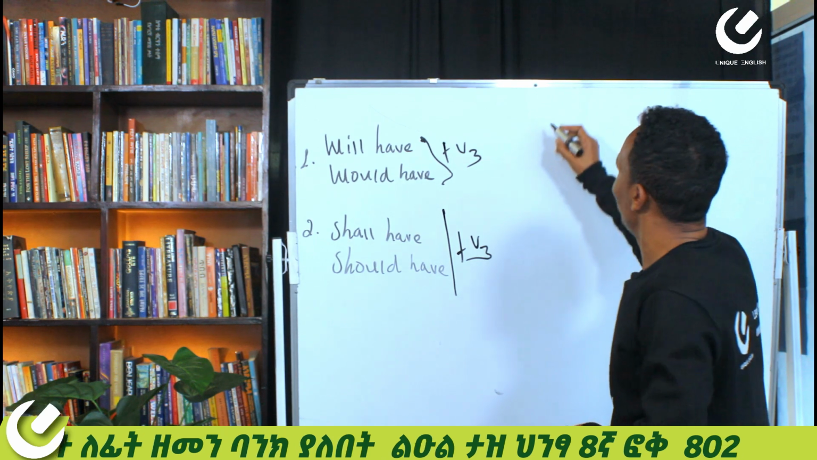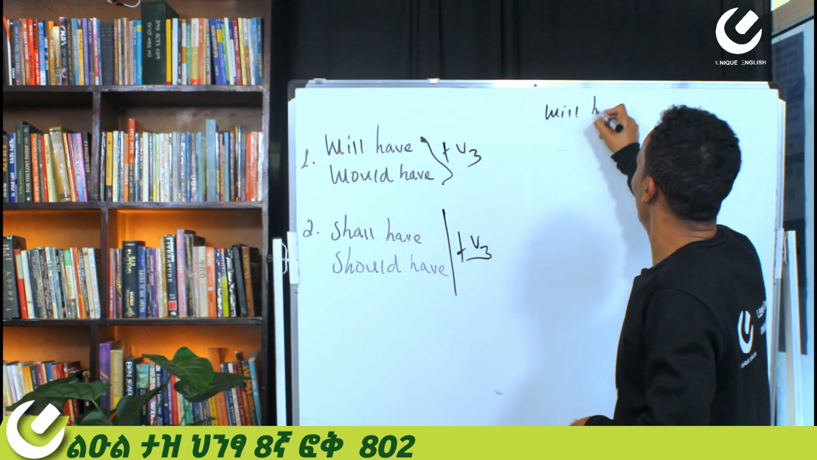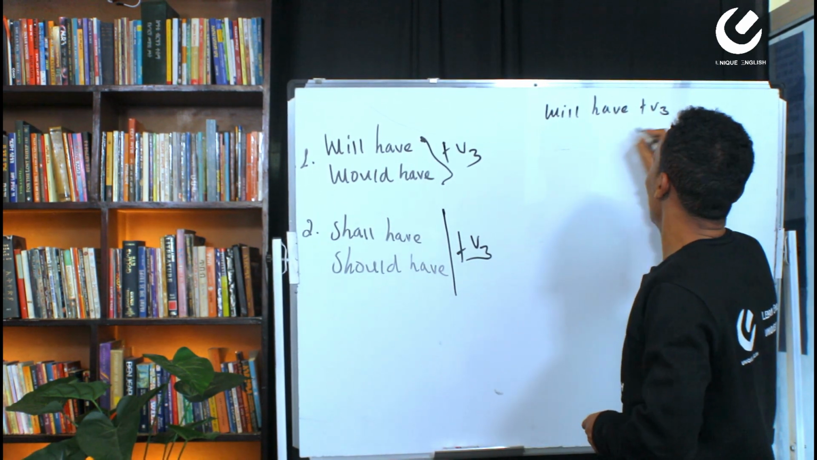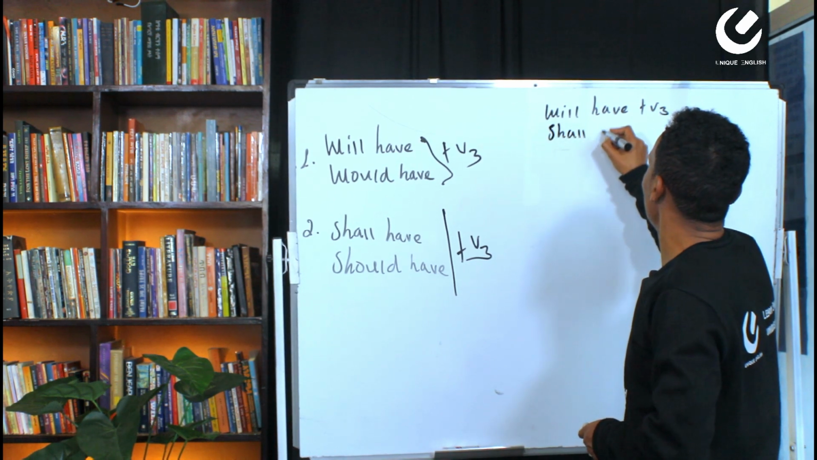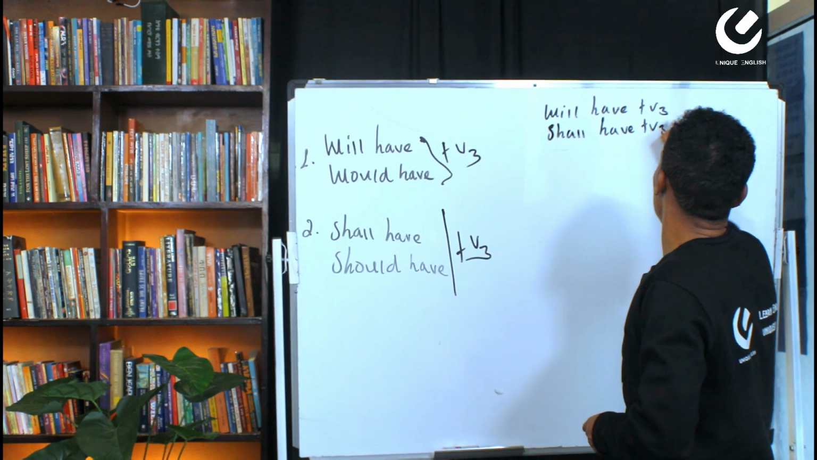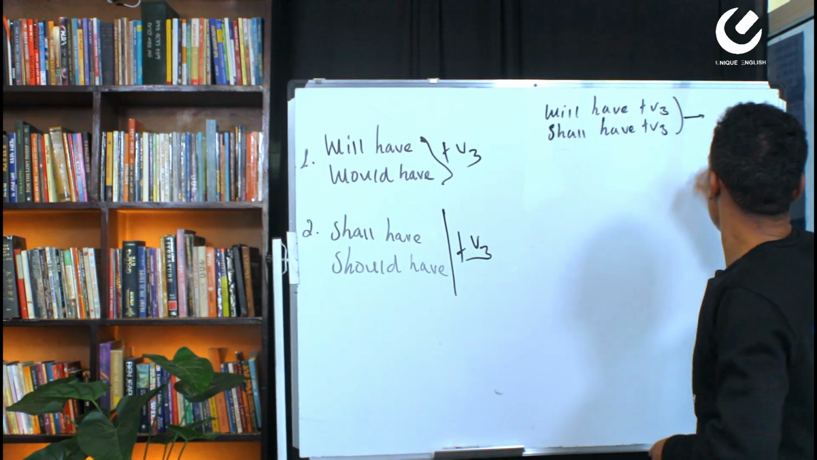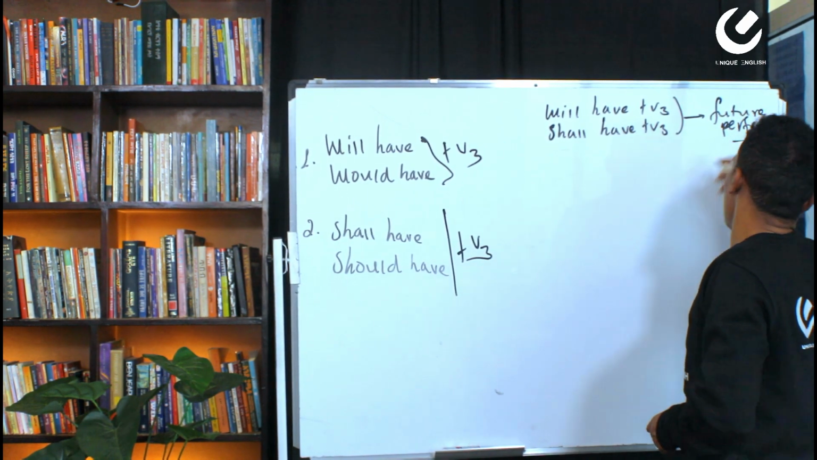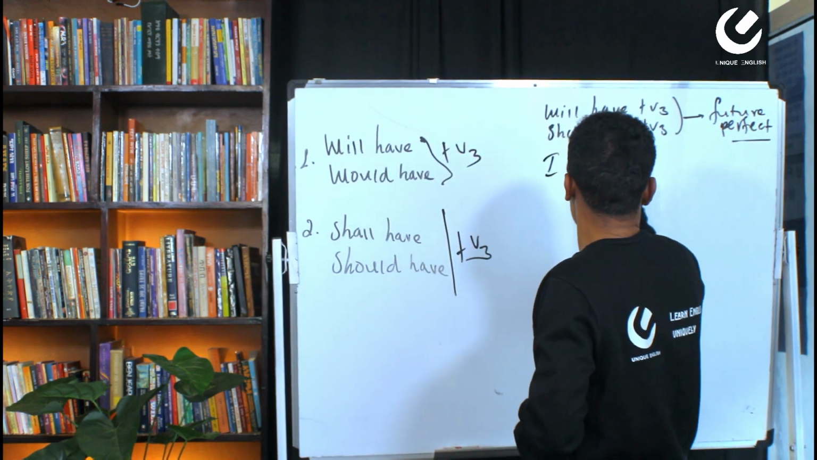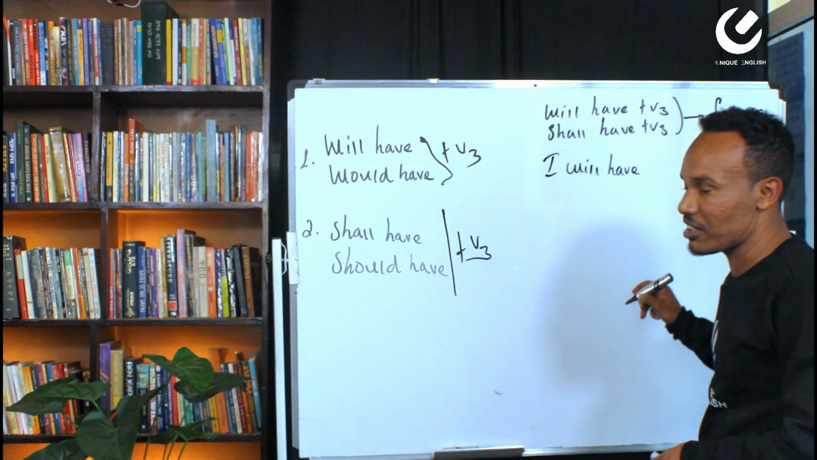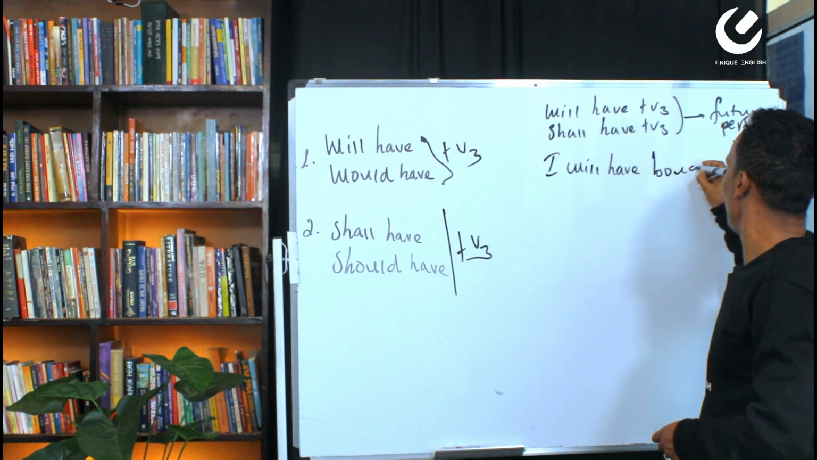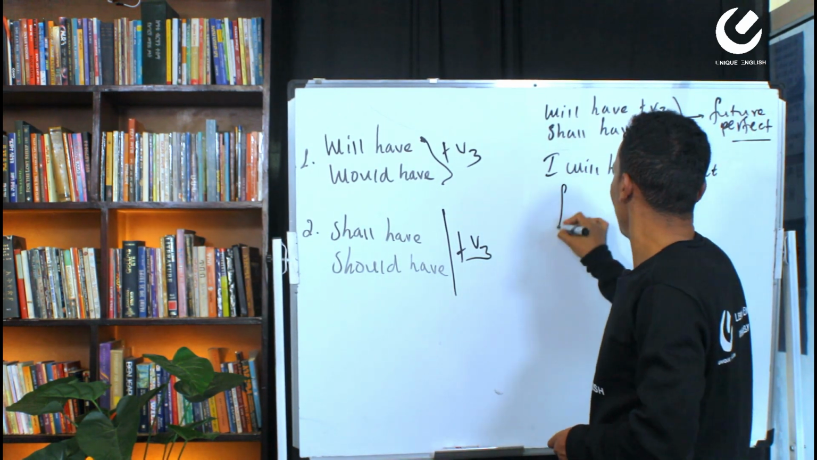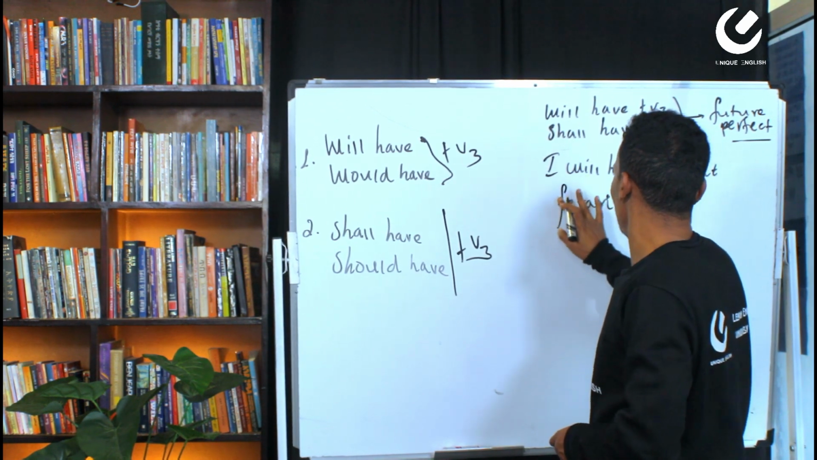So will have, say it, will have, or shall have, with verb 3 form of the main verb, is called what? Future perfect. Good, it's called future perfect. What does it mean? If I say, like this, I will have... you tell me a sentence. I will have both... I will have both Ferrari.